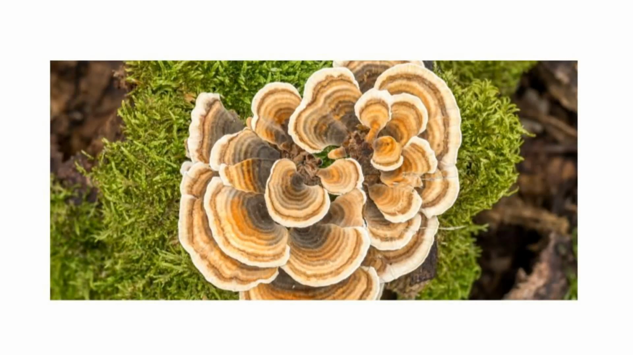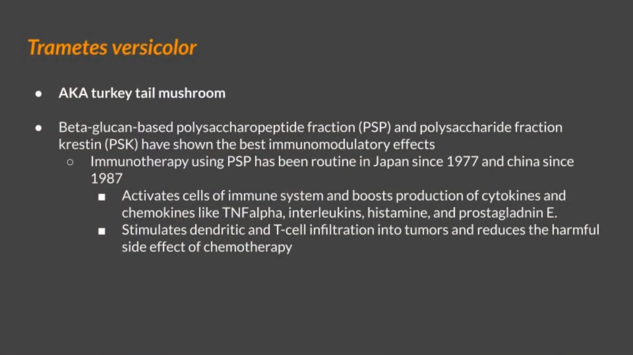The turkey tail mushroom grows in many climates throughout the world and has been found to have immunomodulatory effects. A specific compound in this mushroom has been used in Japan since 1977 and in China since 1987. Beta-glucan-based polysaccharopeptide fraction, or PSP, and polysaccharide fraction crestin, PSK, are 2 compounds that have both shown the best immunomodulatory effects. It is PSP that has been used in Japan and China.